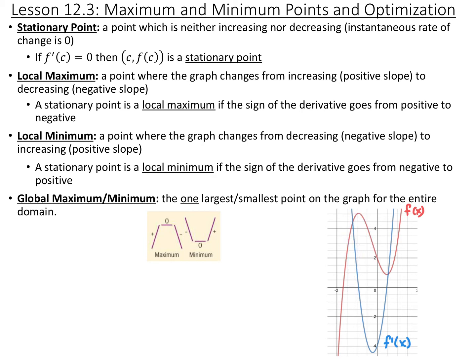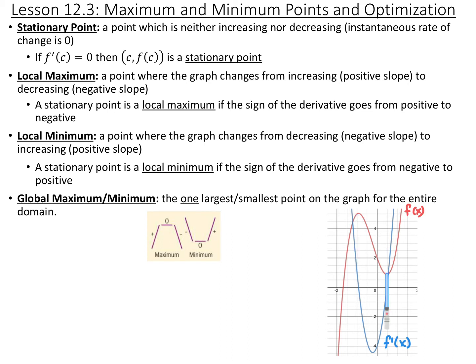A stationary point is a local maximum if the sign of the derivative goes from positive to negative. So it's going from increasing, a positive slope, becomes 0 for one instantaneous second, and then goes to decreasing, or a negative slope. So here on the derivative, we see it goes from positive, 0, to negative, and on the original function, it goes from increasing to decreasing, so therefore that's a local maximum.